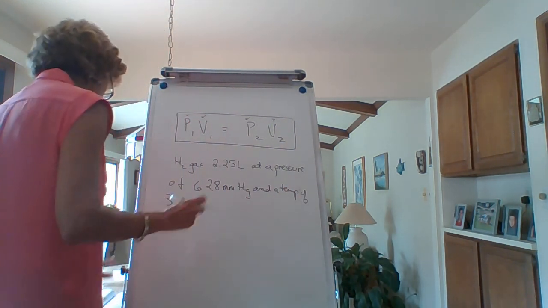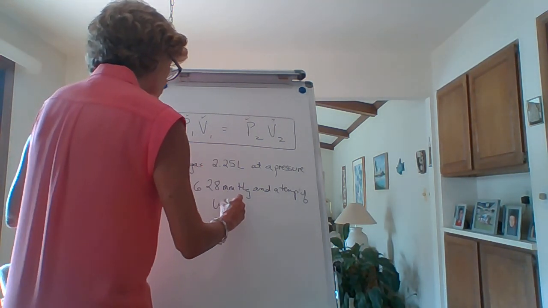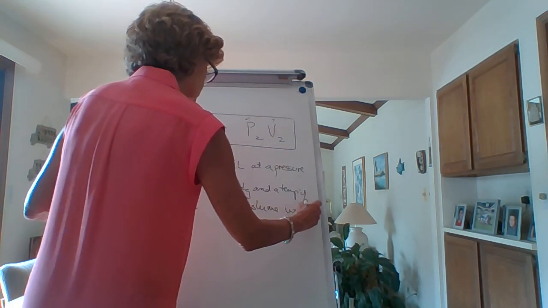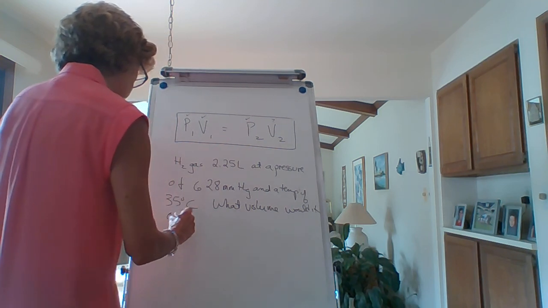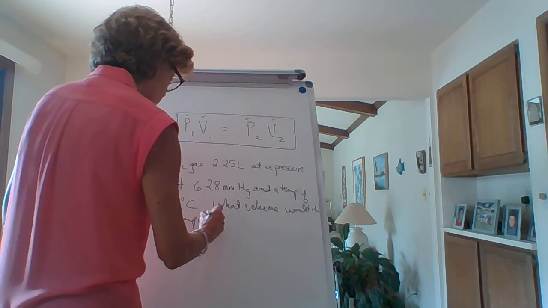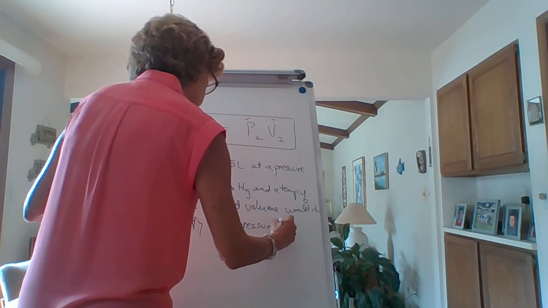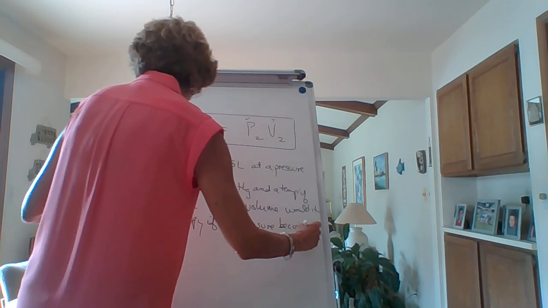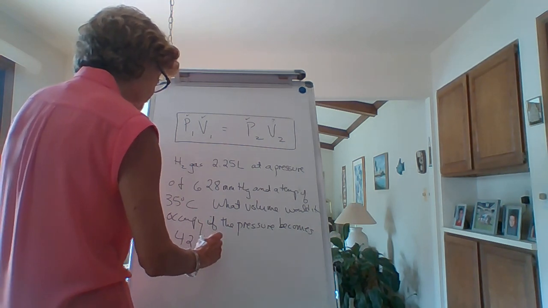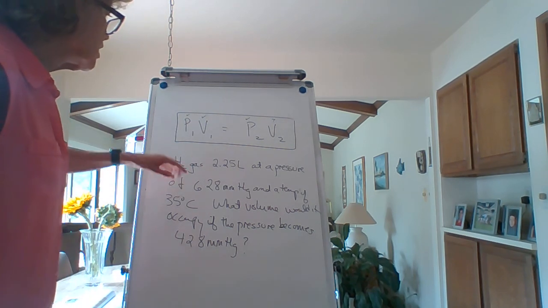They always give you the temperature, but you're not going to use the temperature for anything here. Then the question is, what volume would it occupy if the pressure becomes, so what's the new pressure? 428 millimeters of mercury.